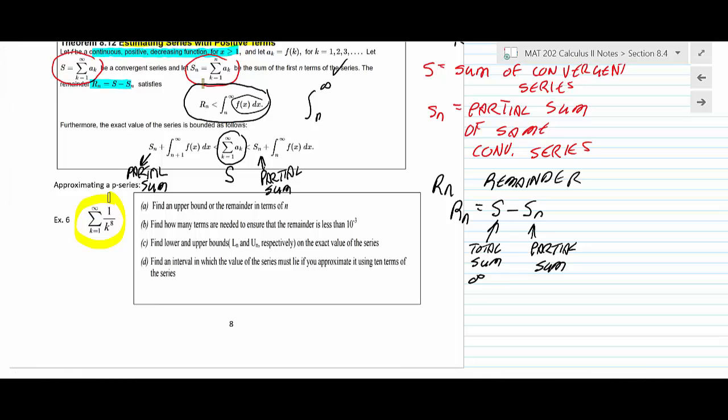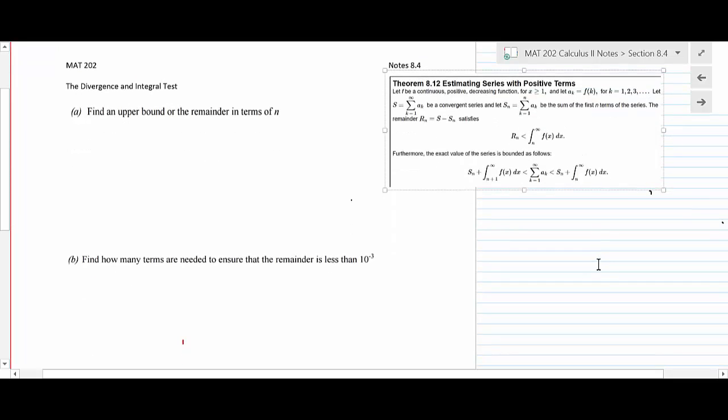This is a convergent series, so we're going to find an upper bound. We're going to find how many terms would ensure that the remainder is less than 10 to the negative 3. That means like 3 decimal places of accuracy. And then we're going to find the lower bound and upper bound. And then we're going to find what bounds the value of the series must lie within, using 10 terms of the series. Okay, so that's what we're after.